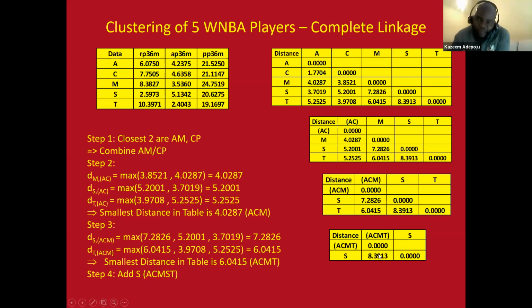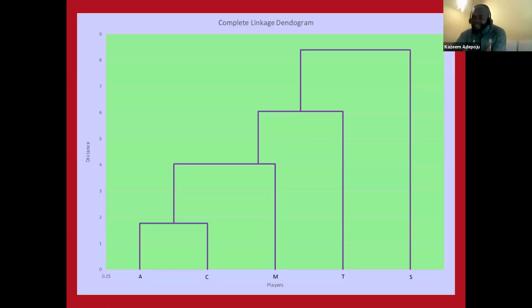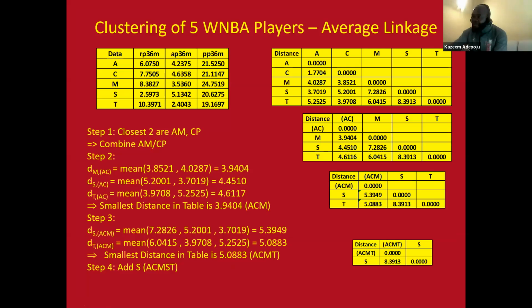Is there anyone who doesn't understand how I arrive at this table? Is there anyone? Okay, then you can draw your dendrogram on that too. Can you see that now? Now, the next thing is we want to talk about average linkage. How do we do average linkage?